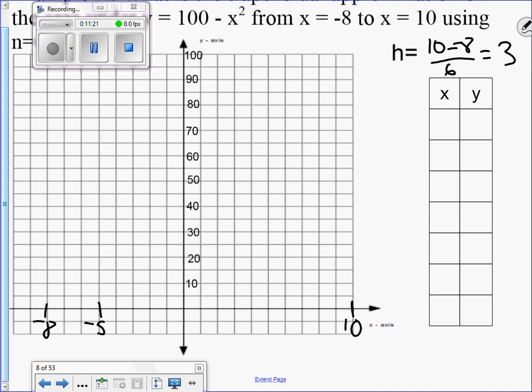What would the next x value be? -2. Keep going. Keep going. 1. Keep going.